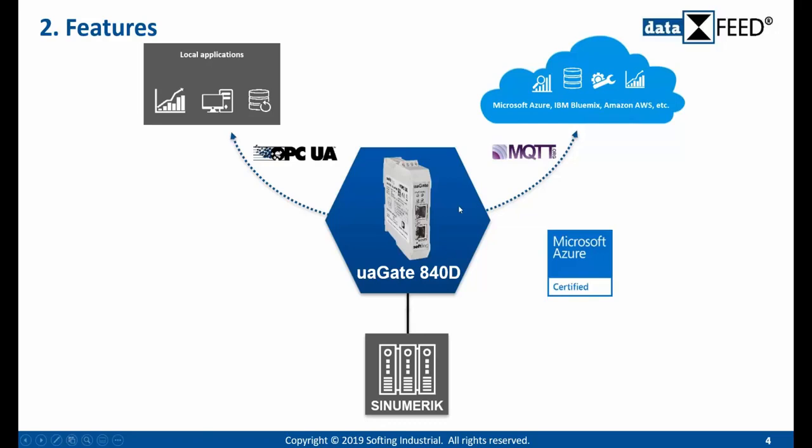So once again, a little overview. The UA-Gate 840D in the middle is collecting data from the SINUMERIK 840D via a specific SINUMERIK protocol. Once we've done that, you can decide either to provide the data via OPC UA, or you can send data to the cloud via MQTT. We are also certified by Azure, so there should be no problems, but you can pretty much send data to every cloud, so we are not fixed to Azure. You can also send data to IBM or Amazon AWS.